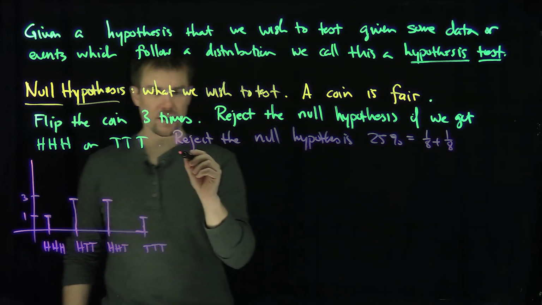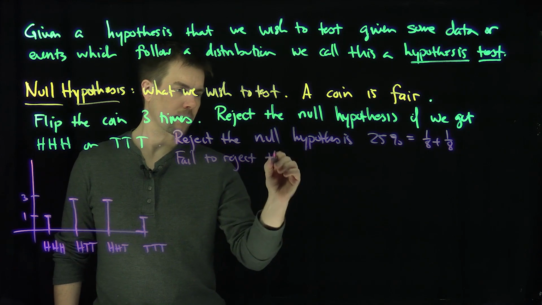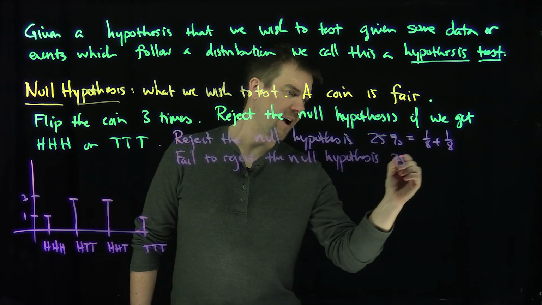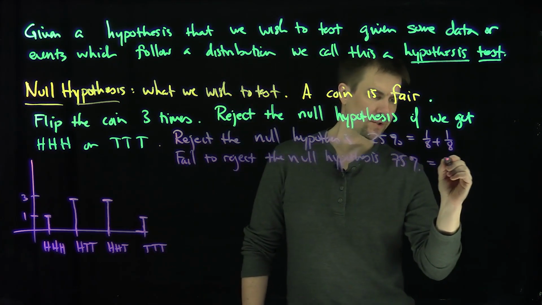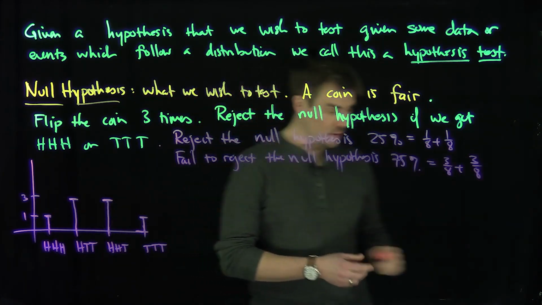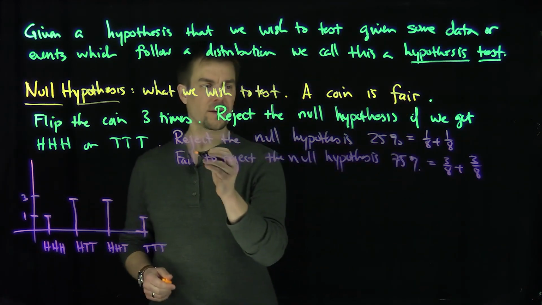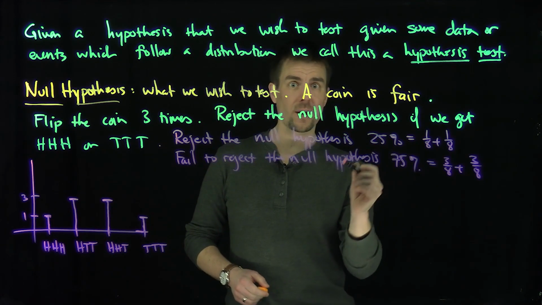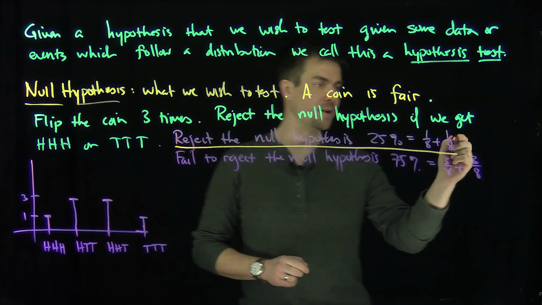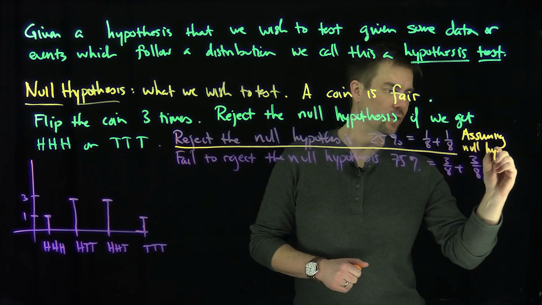We're going to fail to reject the null hypothesis 75% of the time in this test, which is 3/8 plus 3/8. So one of 2 things can happen, of course, and let's talk about this in general for hypothesis testing. This 25% is rejecting the null hypothesis under the assumption that the null hypothesis is true.